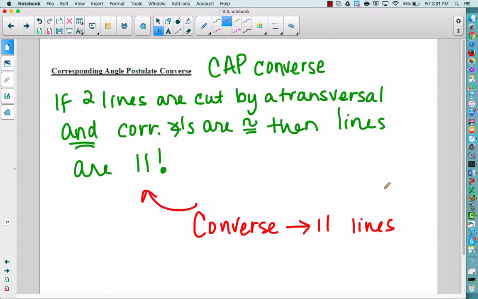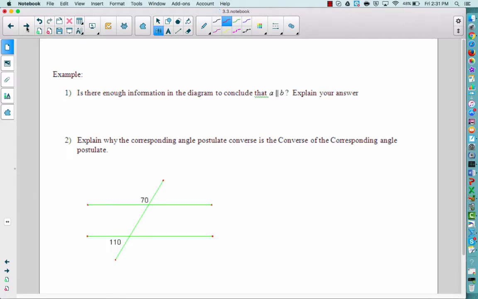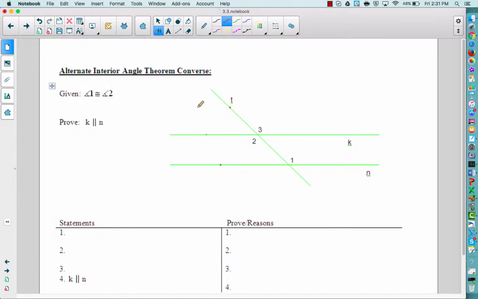All right, so let's look at the next page and let's see what we can come up with. We're going to jump to the second example, the alternate interior angle theorem converse. Right now you know that we've got the CAP converse to work with. CAP converse, corresponding angle postulate converse. Let's see if we can prove the same thing with alternate interior angles.